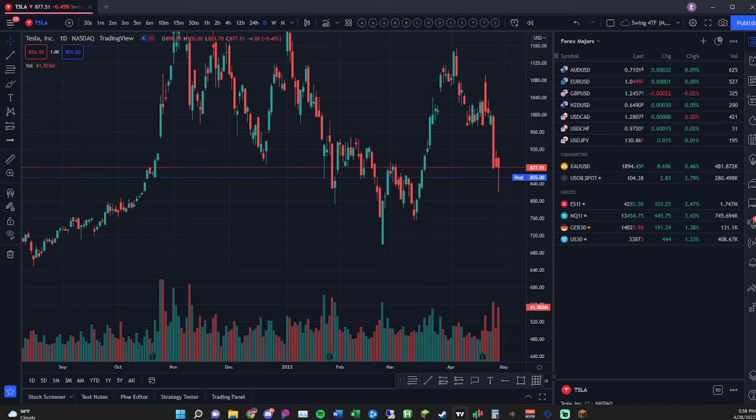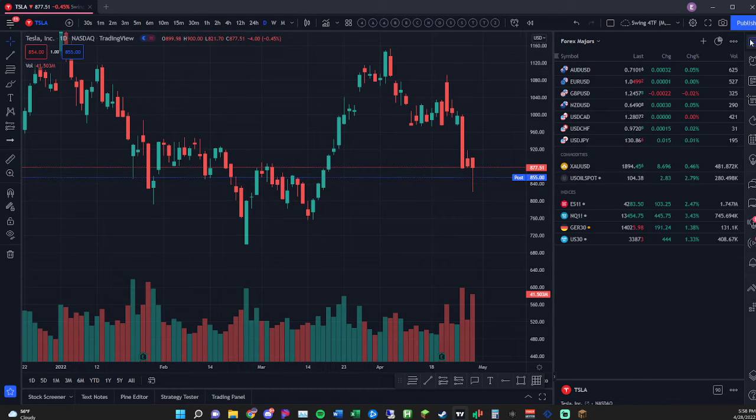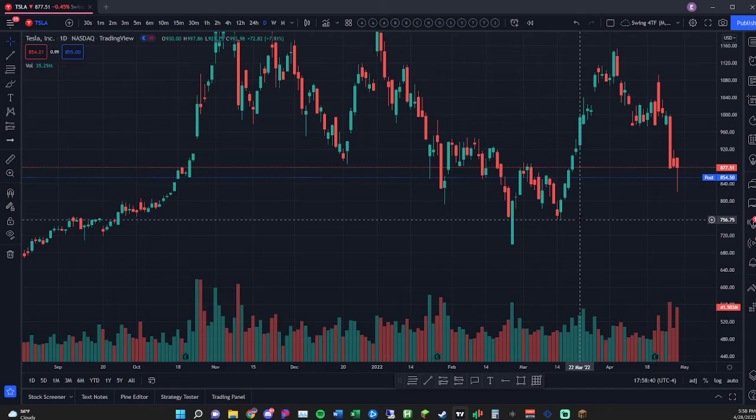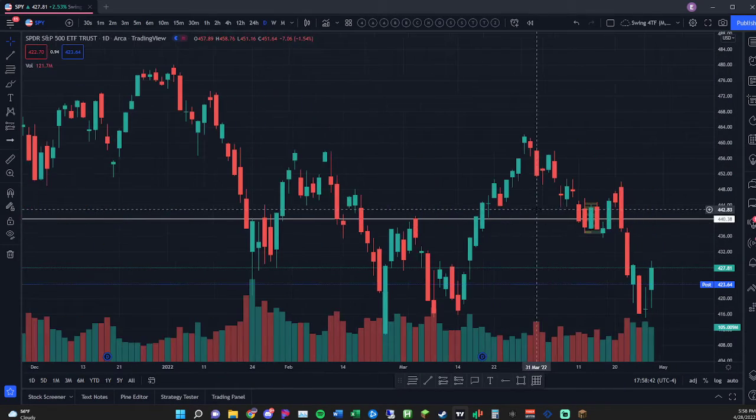So that should be just the anatomy. I don't know about you guys, I'm very visual, so we'll just go straight into a chart. We'll just look at Tesla. So actually we'll look at SPY. Everybody knows about SPY.